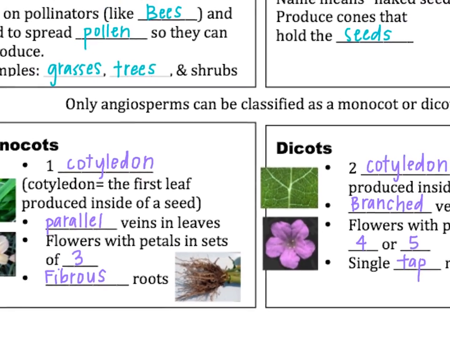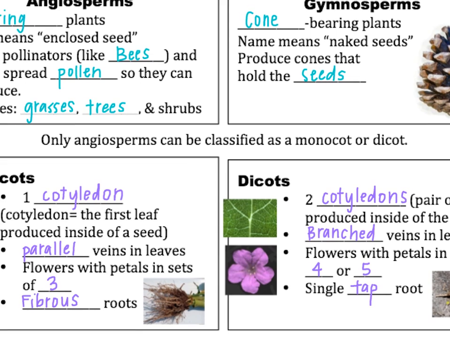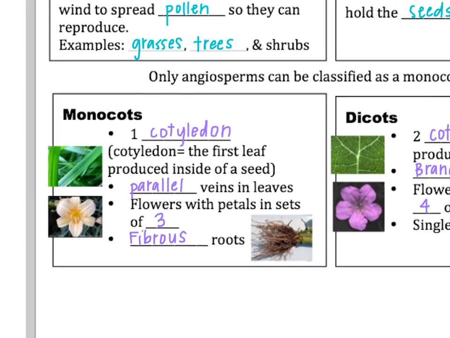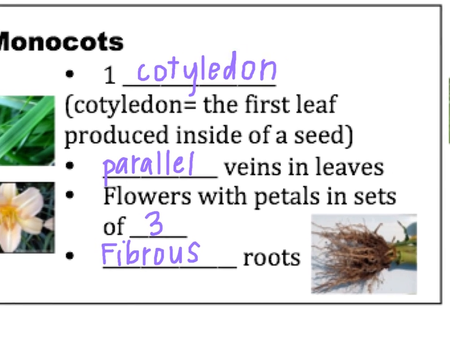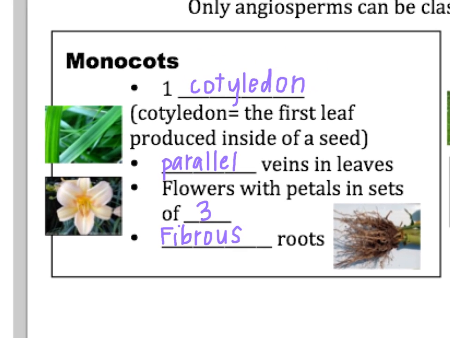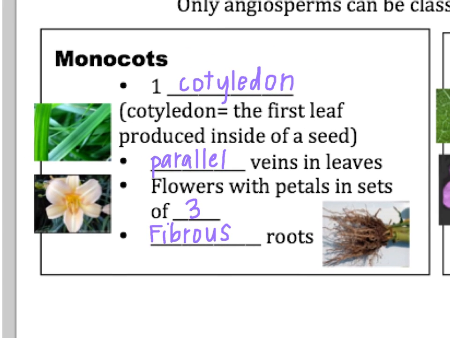Now, if something is classified as an angiosperm, meaning it produces flowers, then you can go to the next level down. If it's a gymnosperm, you have to stop there. But if it's an angiosperm, we can move and decide if it's a monocot or a dicot. If it's a monocot, that name literally means one cotyledon. And cotyledon is the name that we give to the very first leaf that's produced inside of a seed.